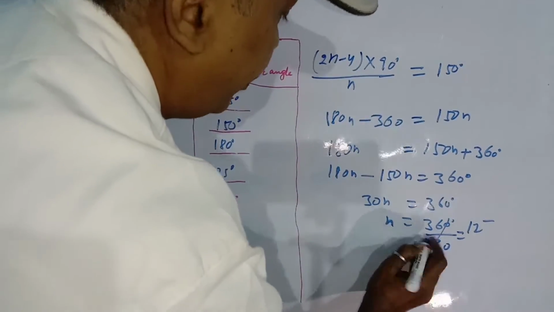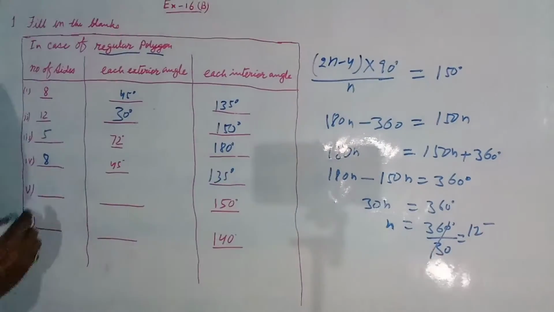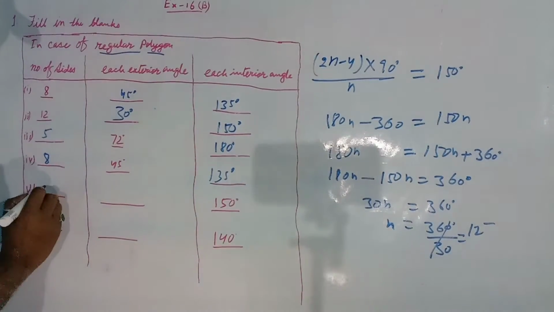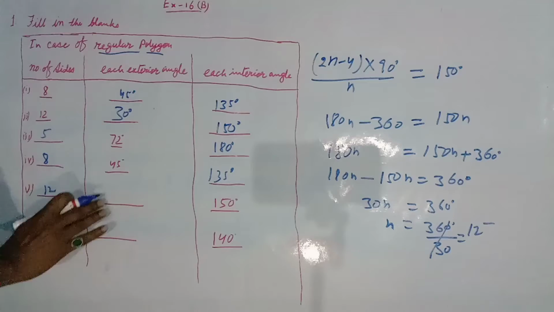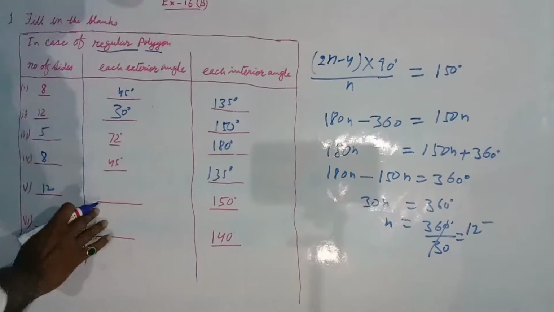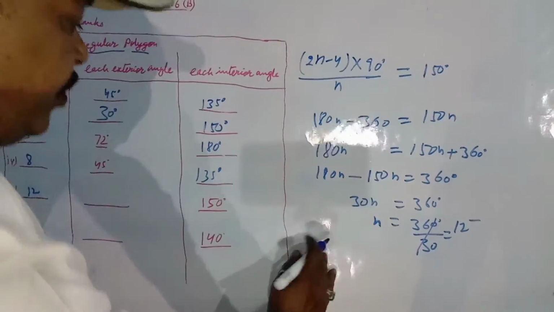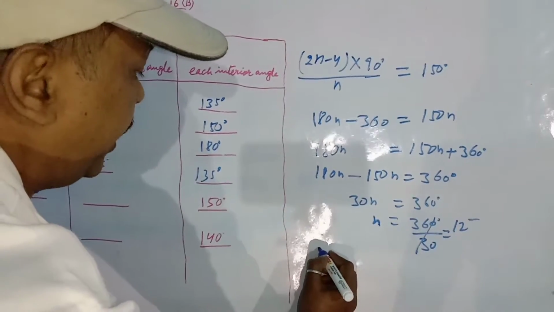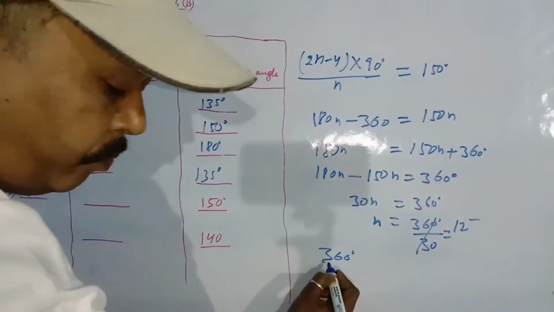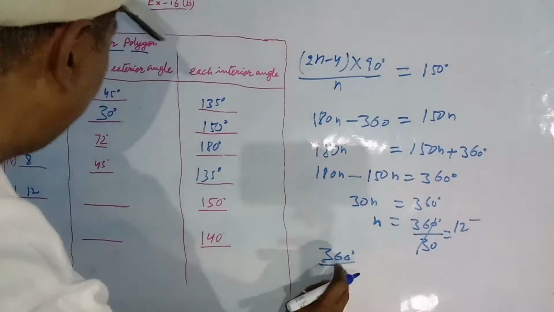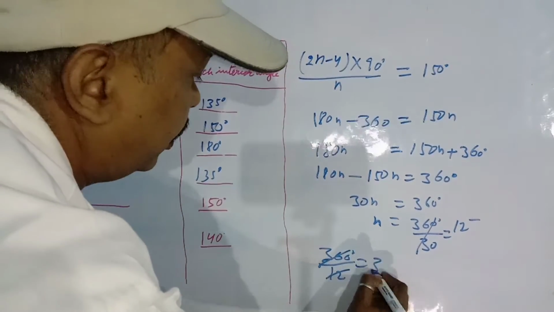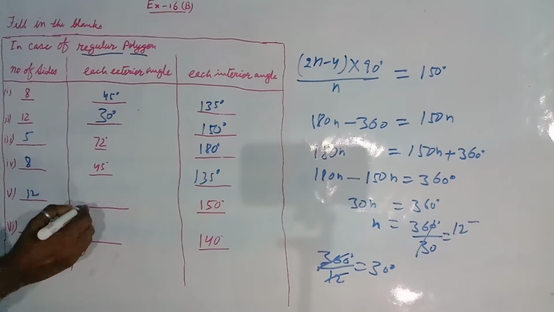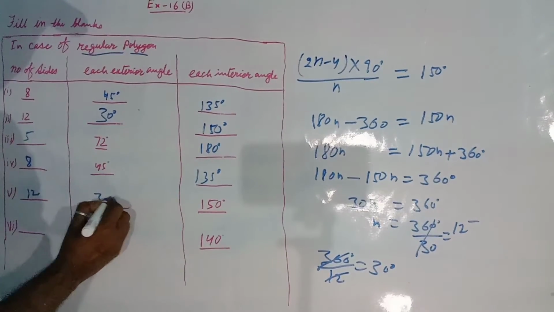So n, which means the number of sides, will be 12. So we got the number of sides here, 12. After that we have to find each exterior angle. As we know, the sum of exterior angles is 360 degree. Then we will divide this one by the number of sides, 12. Now we got 30 degree. So the exterior angle will be 30 degree.